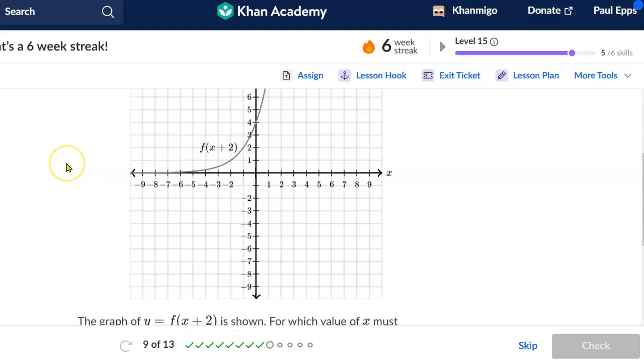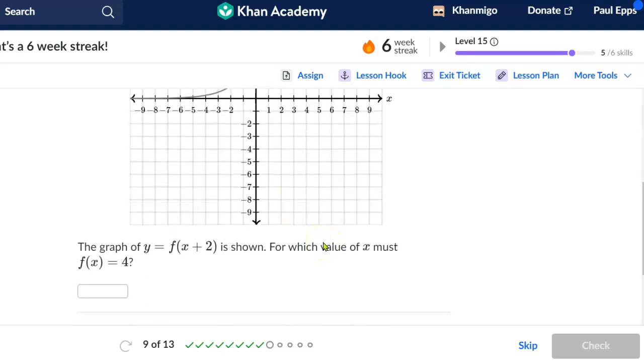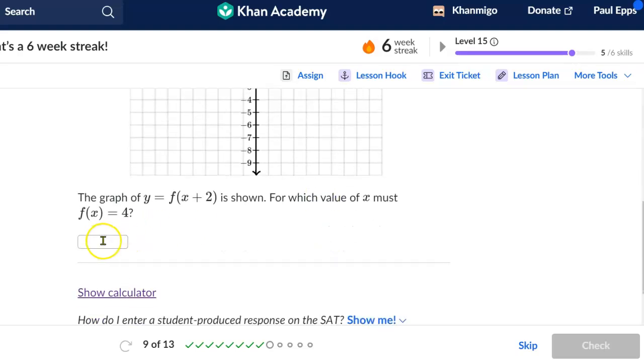So f of x, well, the value of the graph is 4 for f of x plus 2. The graph of f of x plus 2, that's when x is 0. So if we shift it 2 units to the right to get the graph of f of x, then the value of x has to be 2, and then f of x would be 4.